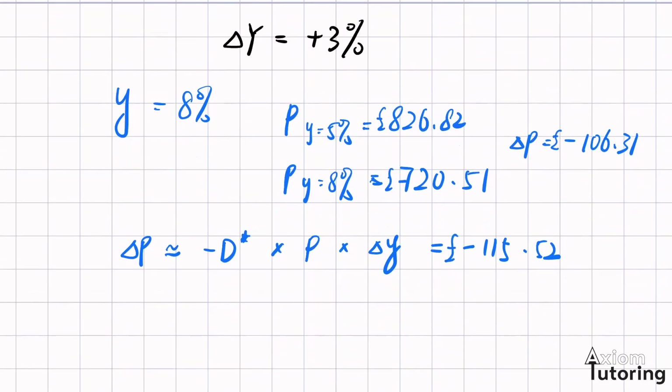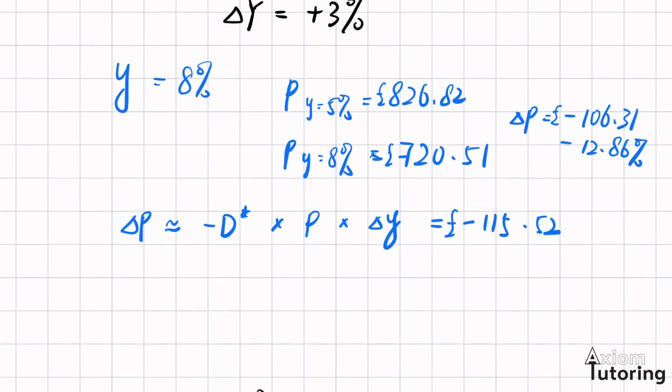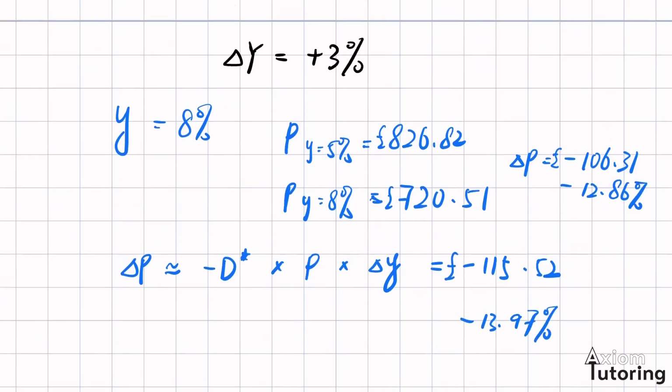So we can compare it in percentage terms. The actual, or real, change in the price is going to be negative 12.86%. Okay, and then if we use the linear approximation, which is the modified duration here, the change is going to be minus 13.97%. So that's more than a 1% change, or 1% error, if you compare these two percentages. Okay, so the linear approximation in this case, or the modified duration in this case, does not work so well because the change in the yield to maturity is way too large.